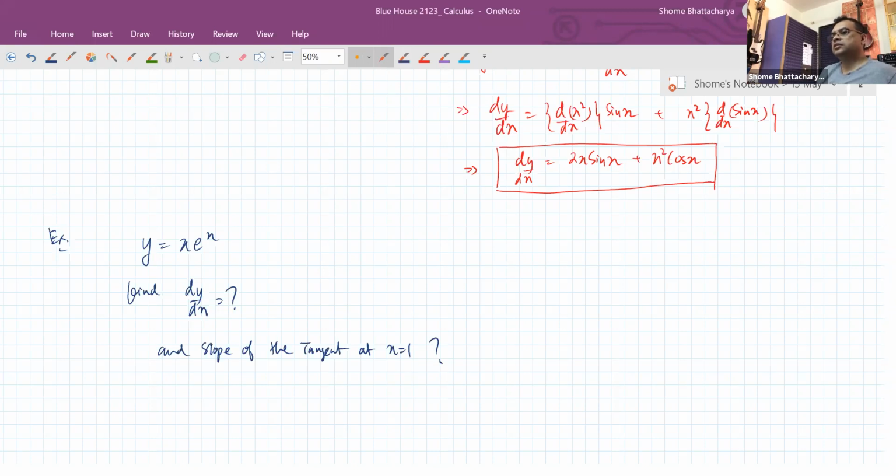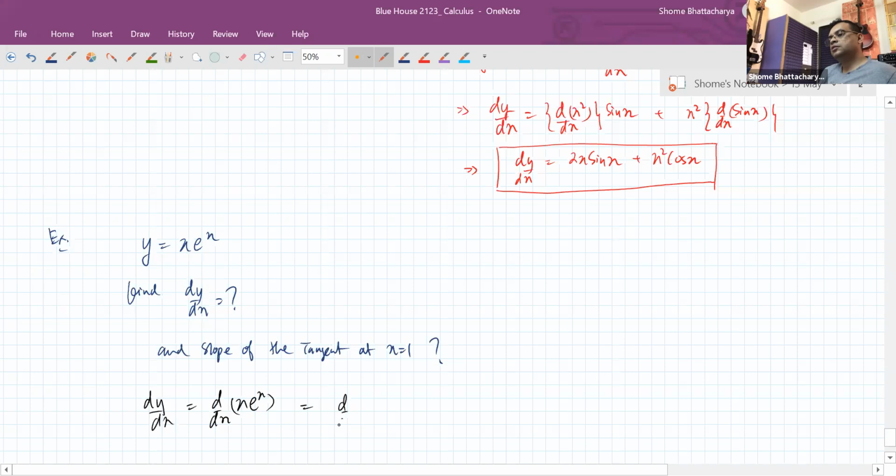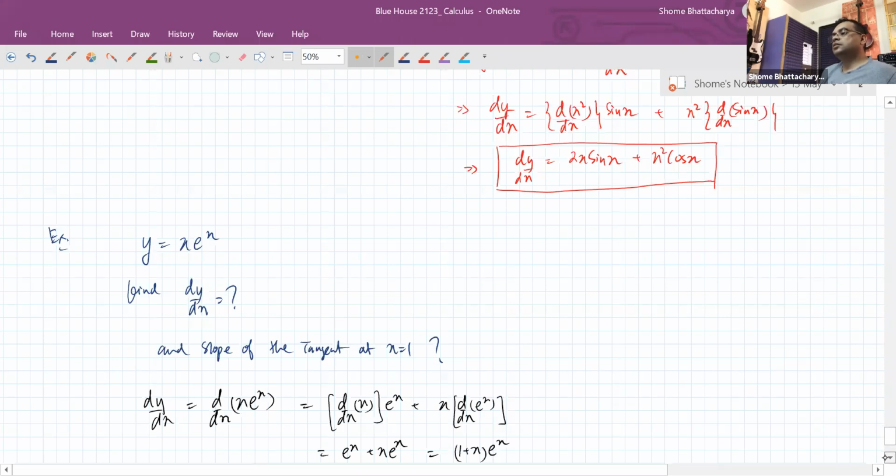So let's start with the differentiation. It is the differentiation of two very simple functions, x and e raised power x. So differentiation of x into e raised power x plus x into differentiation of e raised power x. So that becomes e raised power x plus x into e raised power x, or we can write it as (1 plus x) into e raised power x. So that is the derivative of the function.